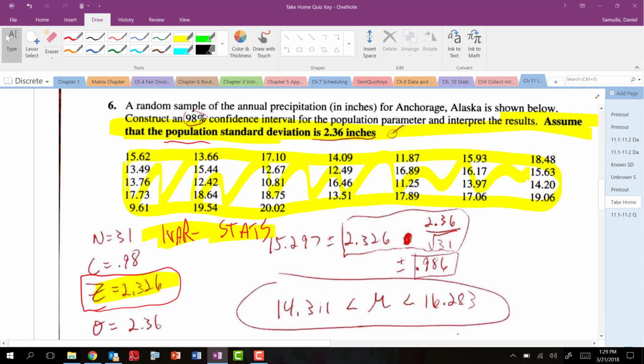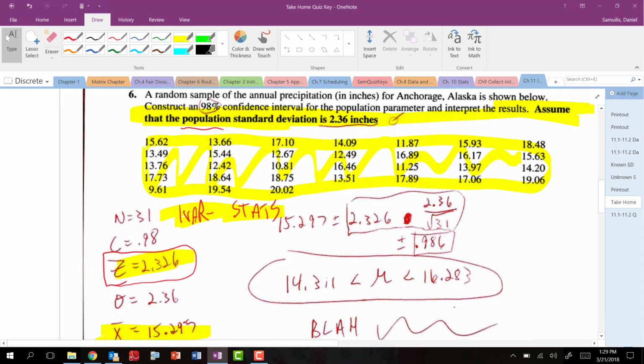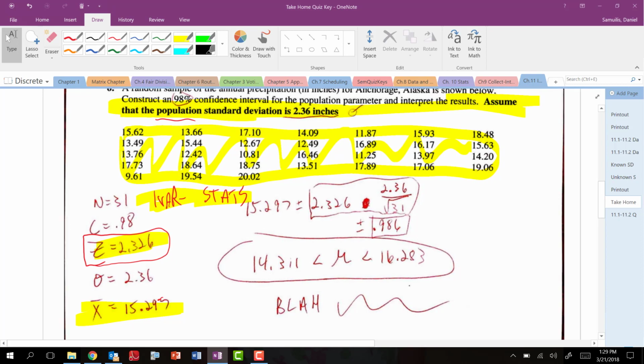And then, you know what? You don't need the standard deviation of that sample because they gave you the standard deviation of the population. So the only thing I need out of this list is the mean. I'll erase it and then go back on it. All right? So they give you the standard deviation of the population. That makes this a Z.